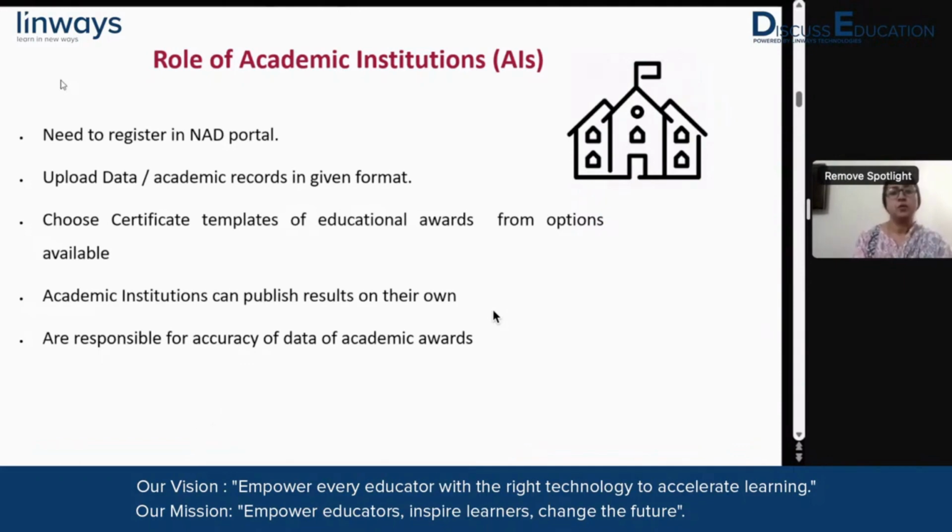Okay. Now, the role of academic institutions in all this. We need to enable that DigiLockers are created. We need to register as academic institutions in the NAD portal and upload all the data and the academic records so far in the prescribed format. Now, there is a choice given to academic institutions in terms of choosing the certificate templates from among the ones given on the NAD portal. And I'm sure by now all of us as academic institutions would have uploaded all our data on NAD.